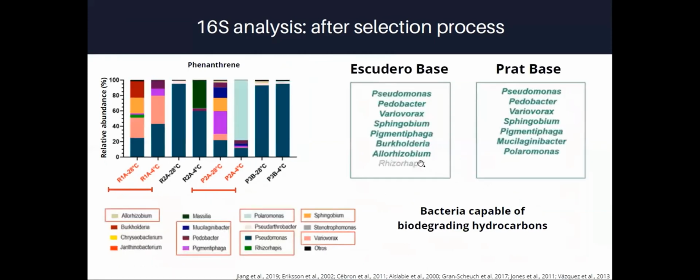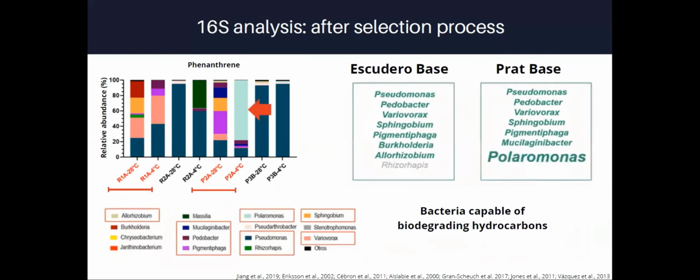When using phenanthrene as carbon source, these other genera were selected, of which those indicated in green correspond to bacteria that biodegrade phenanthrene and also other aromatic hydrocarbons. Regarding the temperature, we can see a significant increase in Polaromonas at 4 degrees Celsius in this sample, and this genus has been reported mostly in cold areas, which could explain this phenomenon.